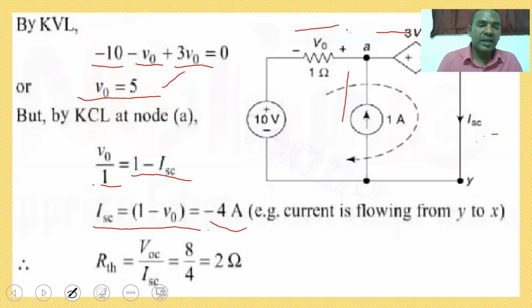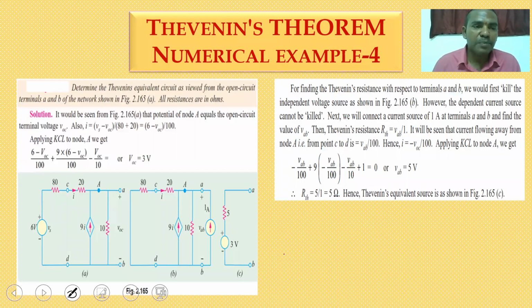So once you calculated the ISC value, you calculated the VTH value or a VOC value, then you can get RTH is equal to VOC or VTH divided by ISC, short circuit current. So 8 by 4. So finally you can get 2 ohms. Next, coming to another numerical example.